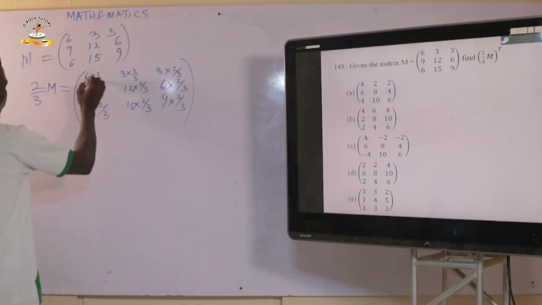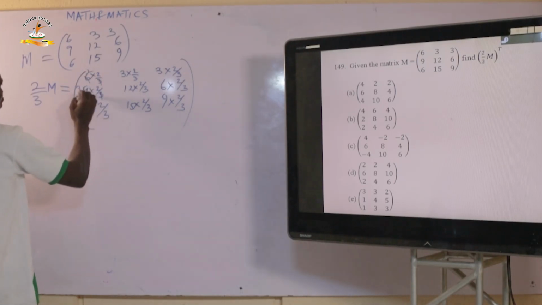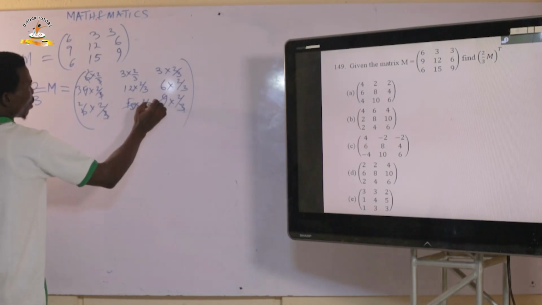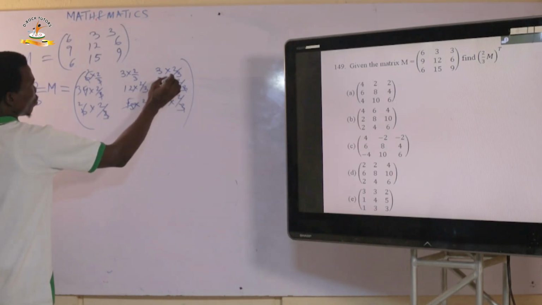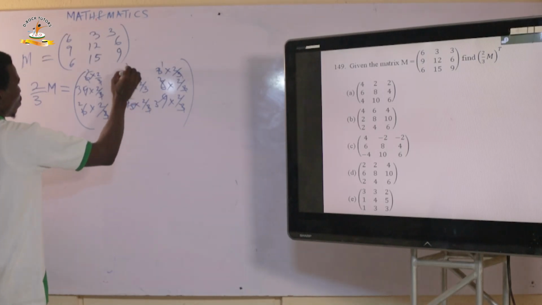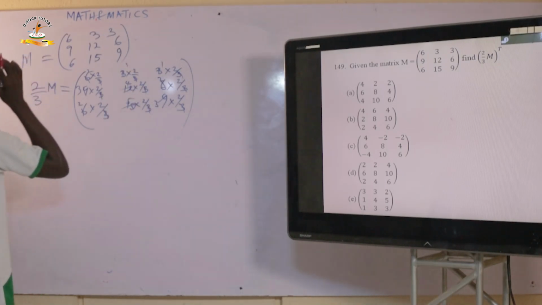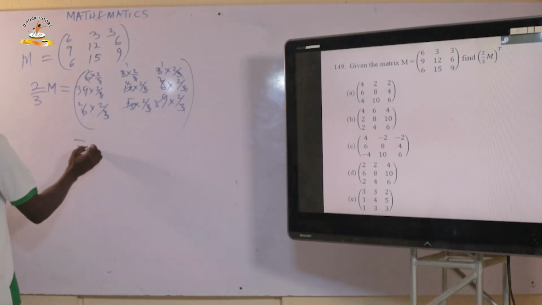Obviously, 3 cancels this to become 2. 3 here, 3. 3 here, 2. 3 here, 5. 3 here, 3. 3 here, 2. 3 here, 1. 3 here, 1. 3 here, 4. And I think we are done with that. So let's multiply out the final answer.